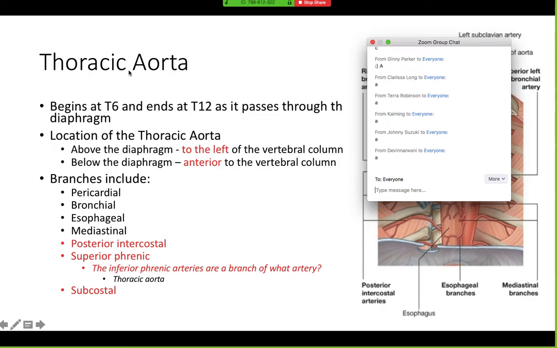Okay, so branches of the thoracic aorta, I would only worry about these 3. So posterior intercostal arteries, the superior phrenic arteries, and then the subcostal arteries. So this should say abdominal aorta.